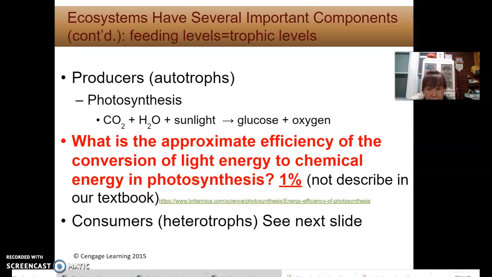So one thing I want you to consider is, can you think of any other producers which do not use sunlight? Think about the autotrophs in the deep sea. There's no sunlight, but they have to use another source to make their own food and then supply food to other living things in the ecosystem. So just remember, the producers are autotrophs, and not all of them do photosynthesis.